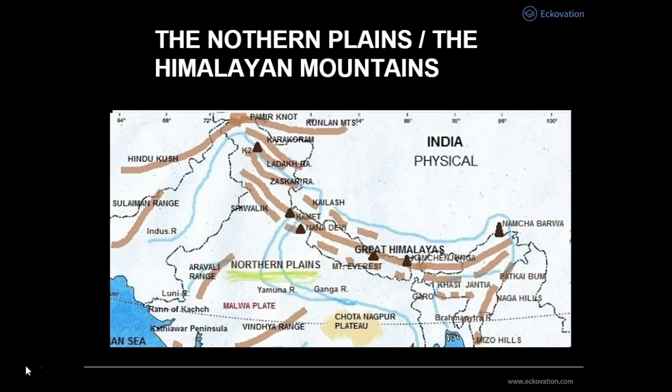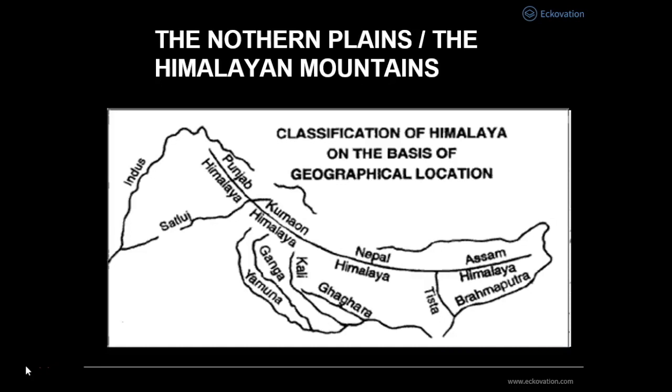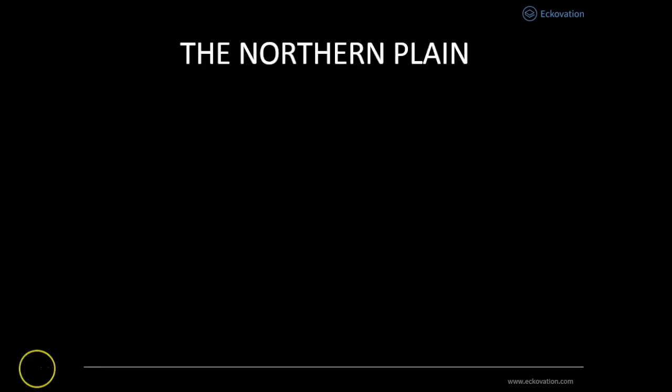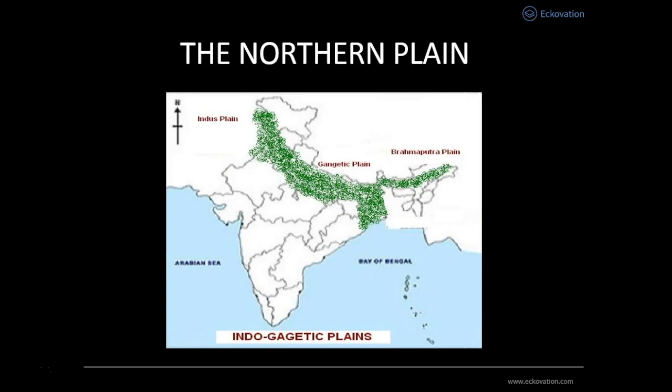Then we have the Eastern Hills and Mountains. These are mainly in the northeastern states. Important hills in this are Naga Hills, Patkai Hills, and Mizo Hills. The Himalayas can also be classified on the basis of geographical locations, which are Punjab Himalayas, Kumaon Himalayas, Nepal Himalayas, and Assam Himalayas.